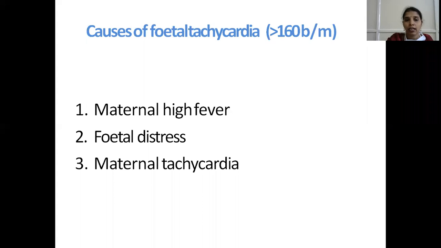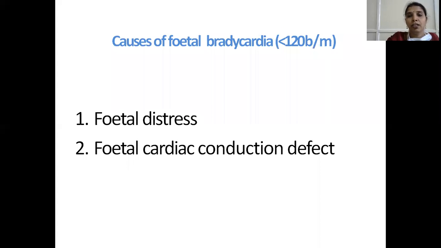What are the causes of tachycardia? Tachycardia can be caused by maternal fever and fetal distress. Even if the mother has tachycardia, for example if she is anemic, there is a probability of fetal tachycardia. So these three things should come to our mind when there is fetal tachycardia. What are the causes for fetal bradycardia? Fetal distress, as with fetal tachycardia, might cause fetal tachycardia or bradycardia.